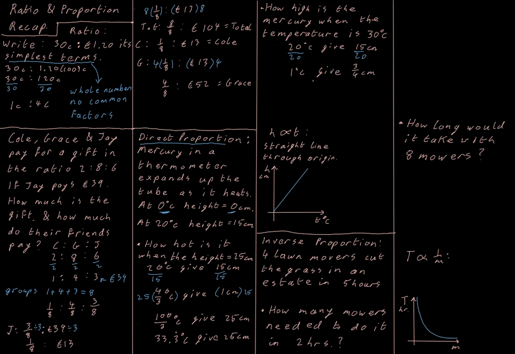And it gives me 3/4 of a centimeter of mercury. So 1 degree temperature rise would give me 3/4 of a centimeter rise in mercury. Now I want to know what that is when I go up to 30 degrees. So I need to multiply both sides by 30.